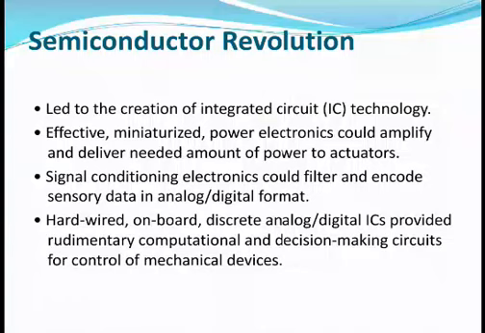So in the semiconductor revolution, what happened was we started using IC, that is integrated circuit technology, and it was small in size, and signal conditioning electronics were filtering and encoding sensory data in analog or digital format, and all the things were in wired form. So this happened in the semiconductor revolution.